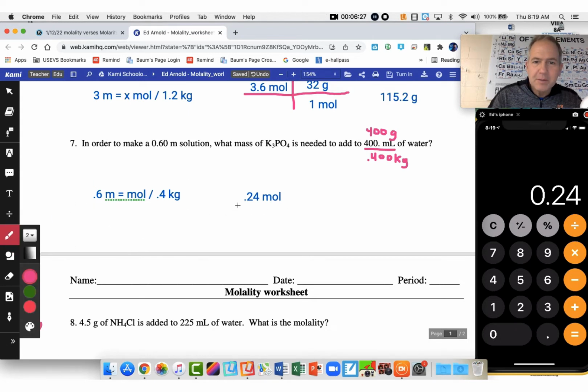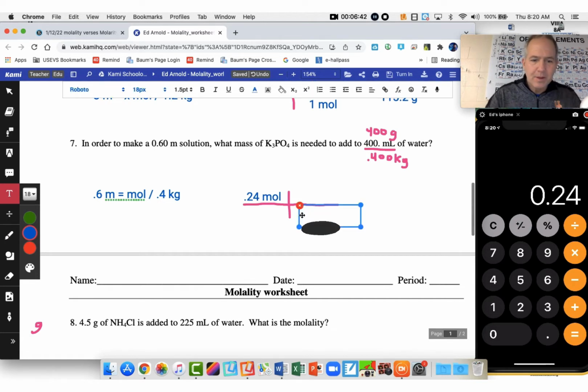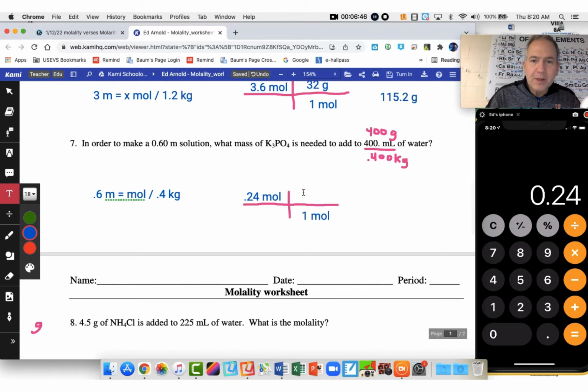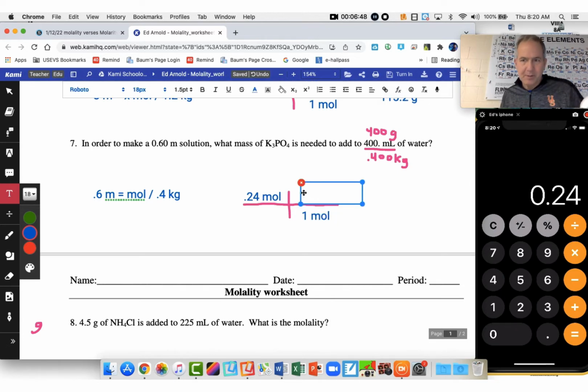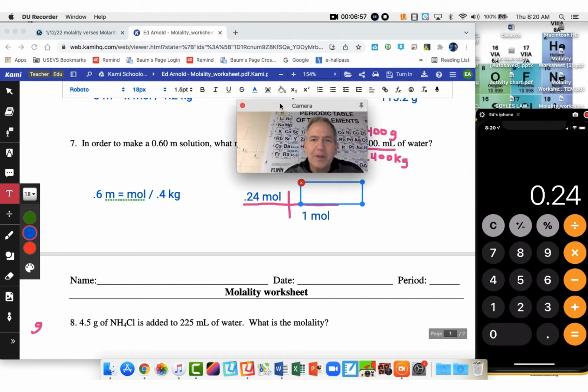Draw a factor label table. Whoa, that's a very ugly factor label table. Let's try that again. We'll draw a factor label table. Take your time. Remember, 1 mole goes on the bottom. It's always 1 mole. And the mass is going to come from the periodic table. So I'm going to turn around and look at this table. Can you see it? Let's do this. What is it? It's K3PO4.